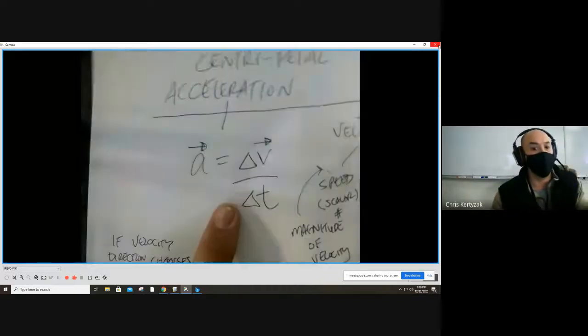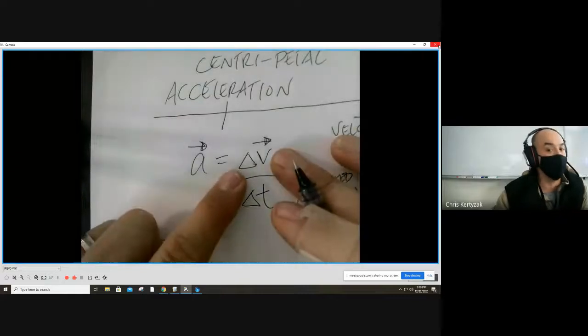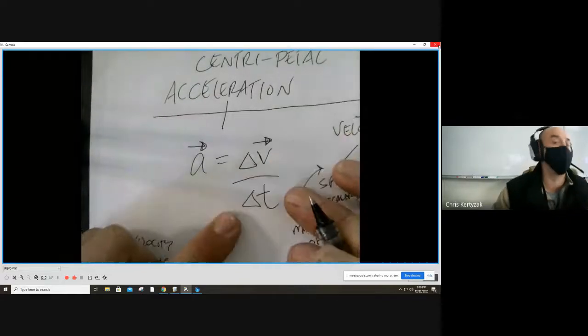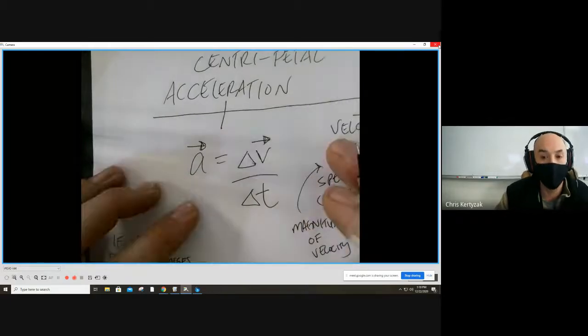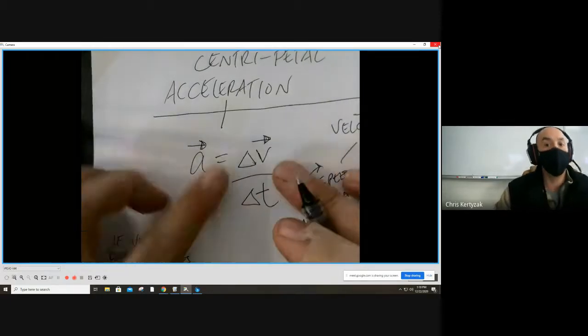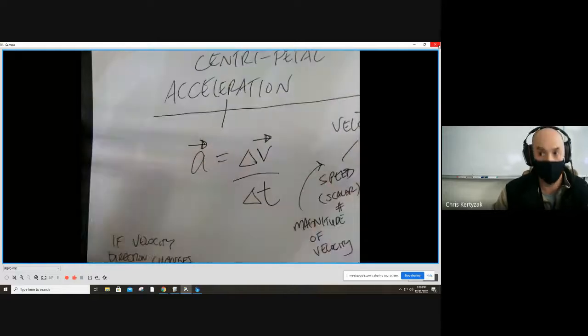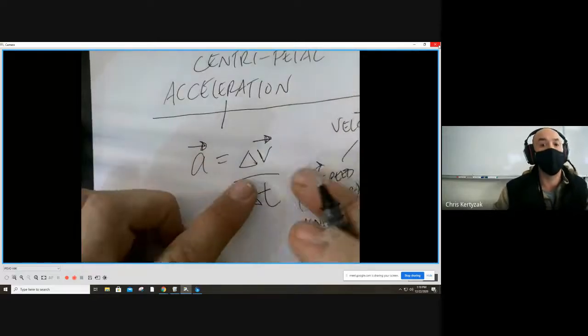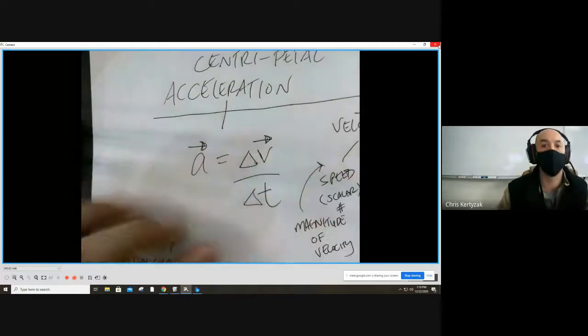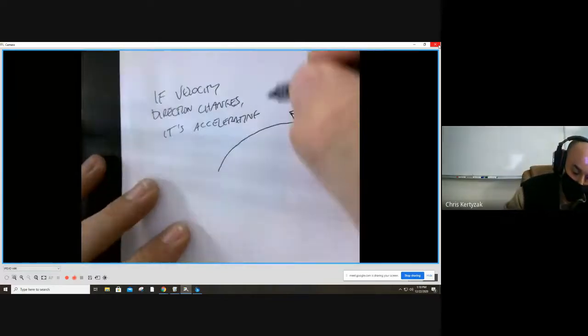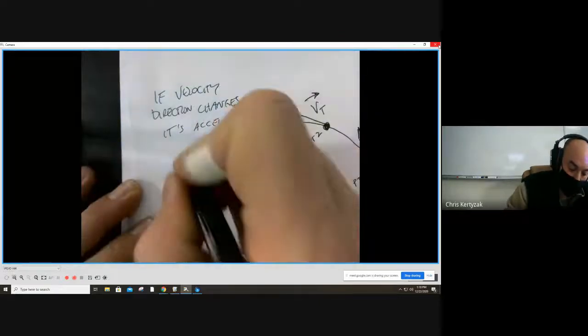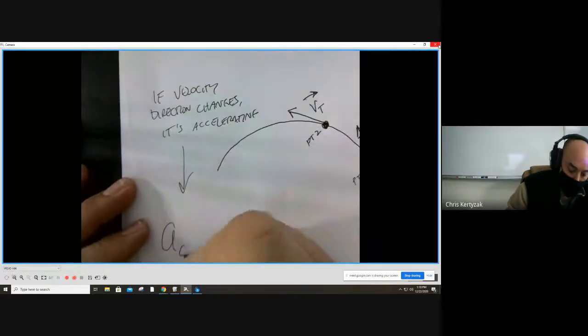Because acceleration is defined as any change in velocity as a vector quantity divided by how long it took for that change to occur. When we're talking about linear motion, which is how much did the speed change per second, you've already done that. Now we're talking about how much did the direction change? How rapidly is the direction changing? So if velocity changes, it's accelerating, and we call that centripetal acceleration.